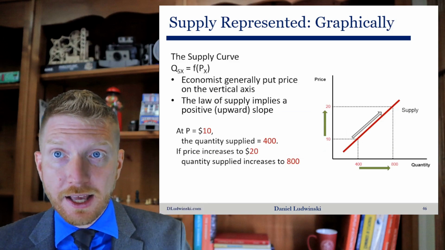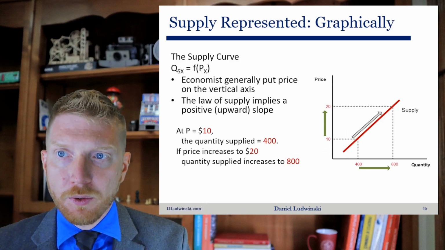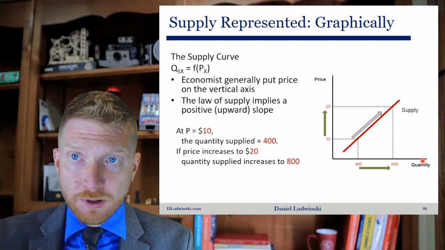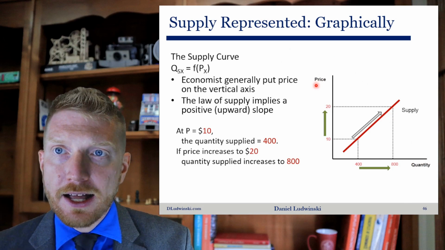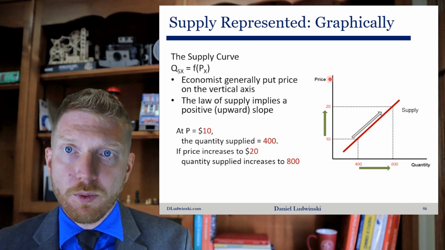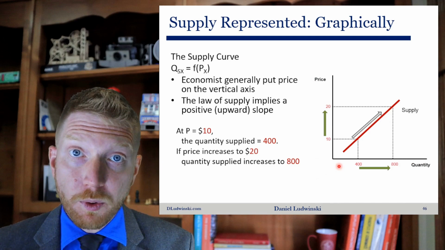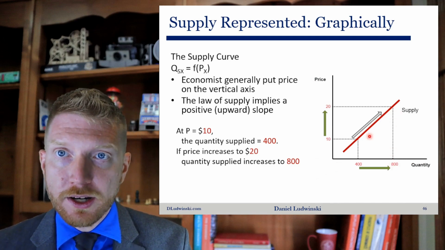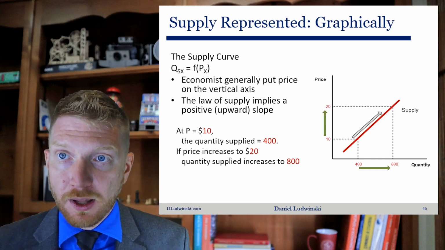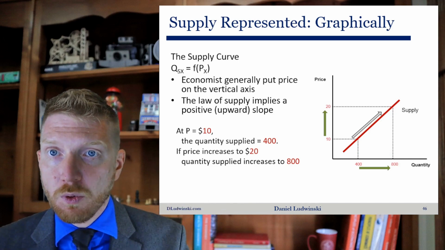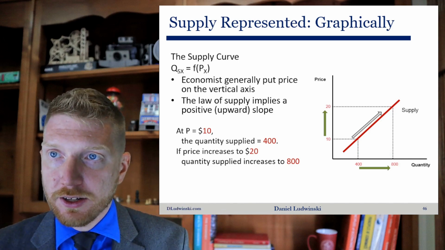Looking at it graphically, again, quantity is on the horizontal axis, price is on the vertical axis, and as price increases, what we observe is that people are more willing to supply quantity. So quantity supplied increases. That's that law of supply. So at a price of 10, we might see a quantity supplied of 400, but if the price goes to 20, maybe quantity increases to 800.